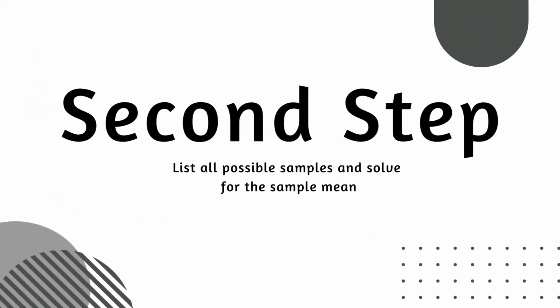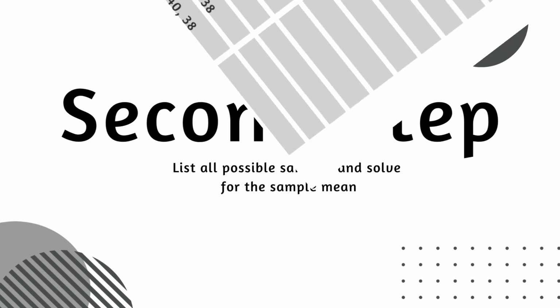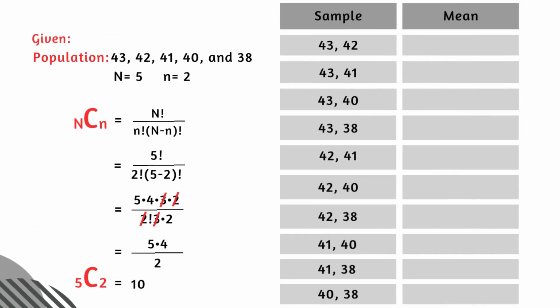The second step is to list all the possible samples and solve for the sample means. In solving for each sample mean, we simply add the two numbers and divide by the sample size, which is 2. For example, the sum of 43 and 42 is 85, divided by 2, and we get 42.5. Repeat the process, the same goes with the following.